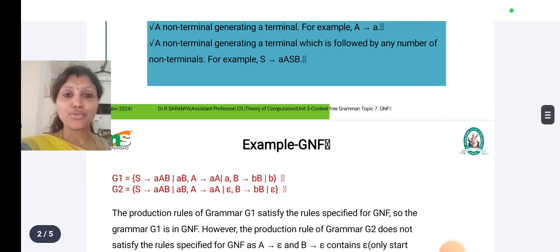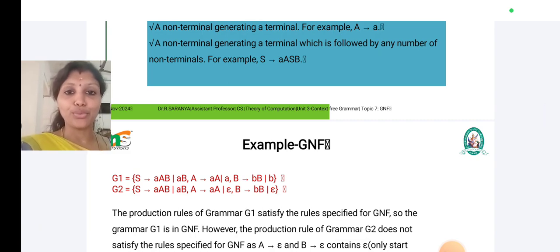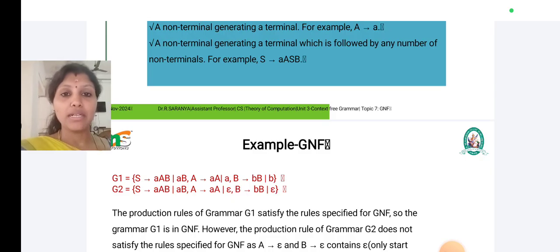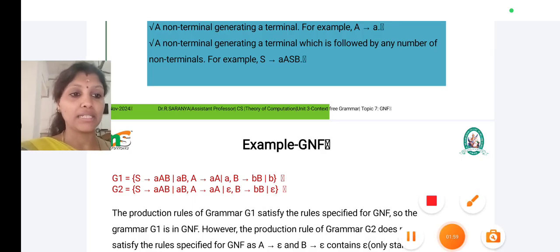We are going to test with the help of the set of production rules. There are 4 tuples in the context-free grammar: terminal symbols, non-terminal symbols, the set of production rules, and the start symbol. With these four tuples, we are going to analyze whether the given grammar is a formal grammar or not by using the GNF conditions, the Greibach normal form conditions.